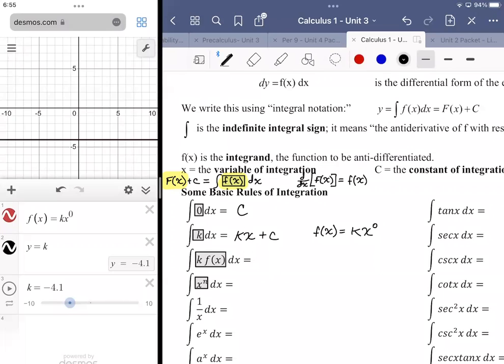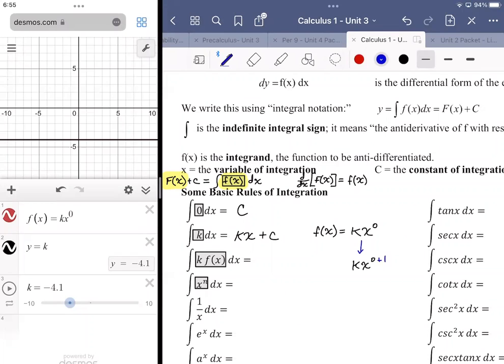Multiply power by coefficient, reduce the power by 1. So in order to find the antiderivative, I'm going to increase the power by 1. I'm going to do everything in reverse. So multiply power by coefficient, reduce the power by 1. My last step there was reduce the power by 1, so increase the power by 1.